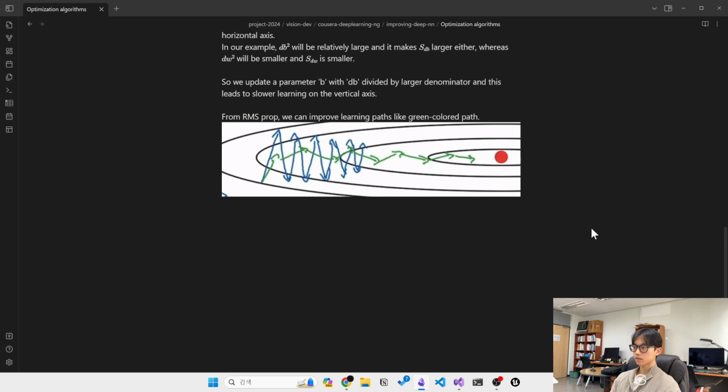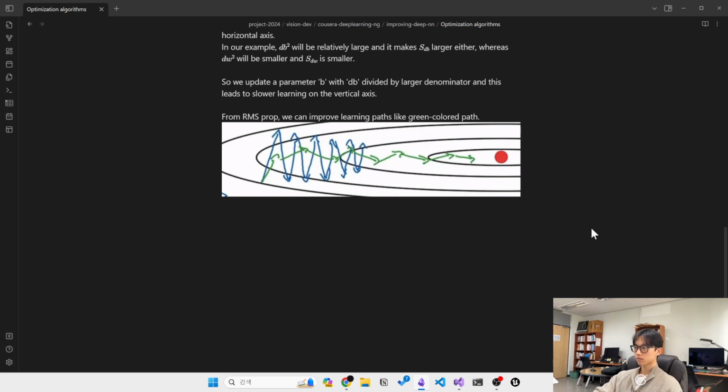Now, just for the sake of clarity, I've been calling the vertical and horizontal directions B and W just to illustrate this. In practice, you're in a very high dimensional space of parameters, so maybe the vertical dimensions where you're trying to dampen oscillations are some set of parameters W1, W2, W17, and the horizontal dimensions might be W3, W4, and so on, right? And so the separation into W and B is just for illustration. In practice, dW is a very high dimensional parameter vector, and dB is also a very high dimensional parameter vector.